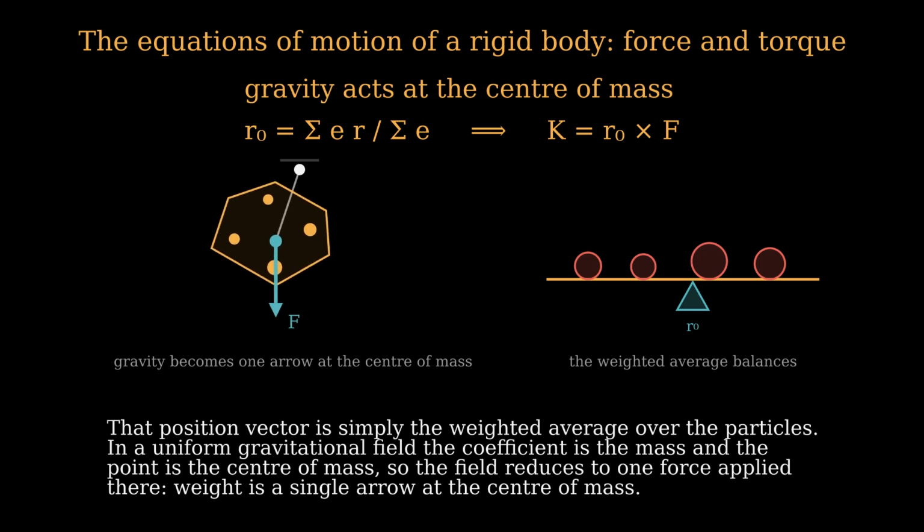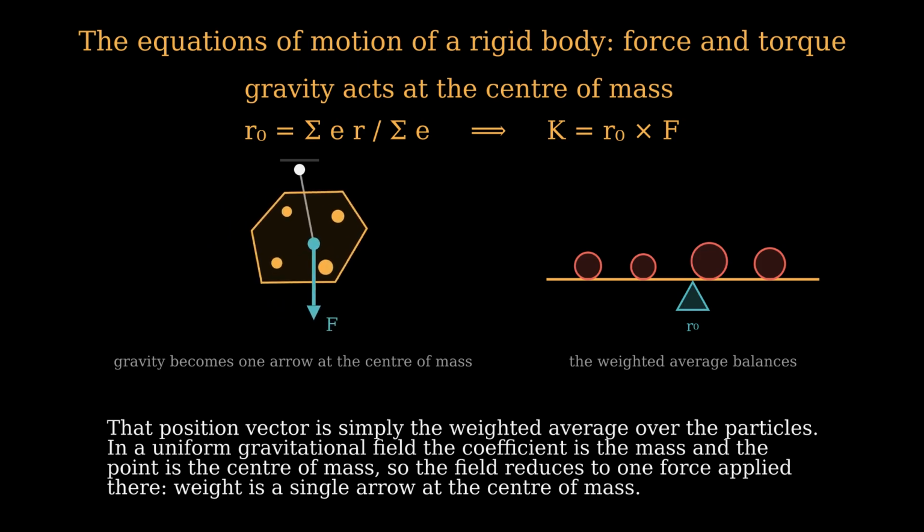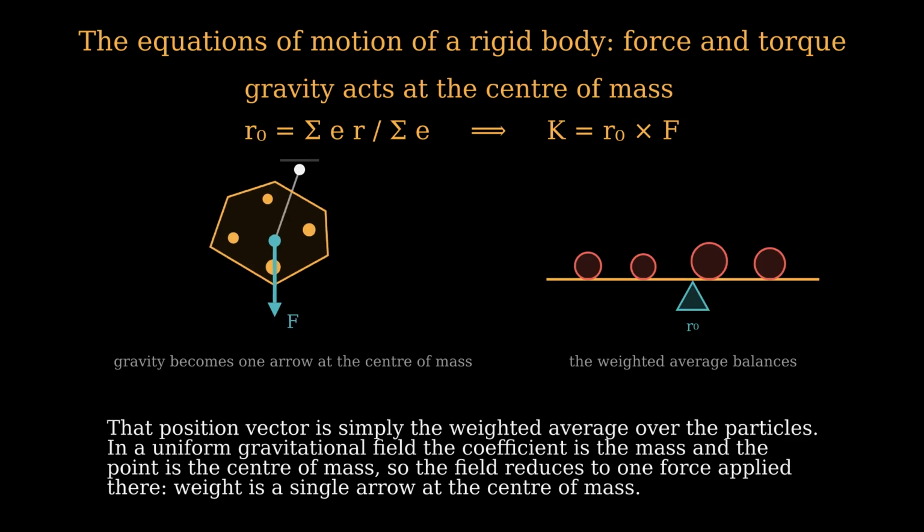In a uniform gravitational field, the coefficient is the mass, and the point is the center of mass, so the field reduces to one force applied there. Weight is a single arrow at the center of mass.